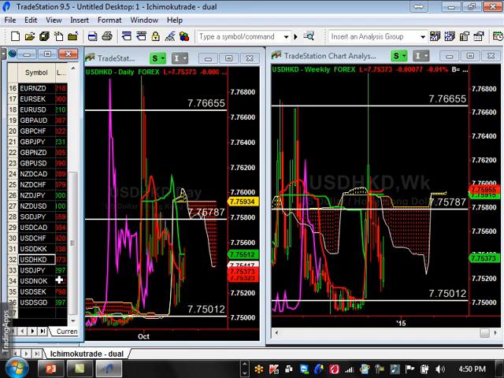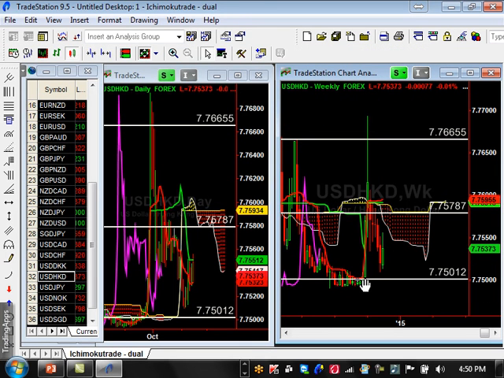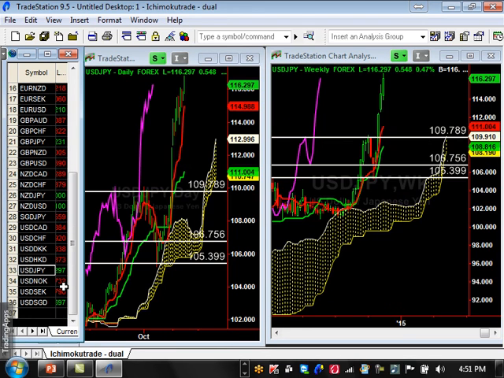USD Hong Kong, this is just one ugly chart here. Bounced off the support at 75.01, came all the way to the resistance at 76.65, bounced off there, and looks like it's trying to come back to the support here. So the miniature consolidation pattern is 75.01 and 75.78.